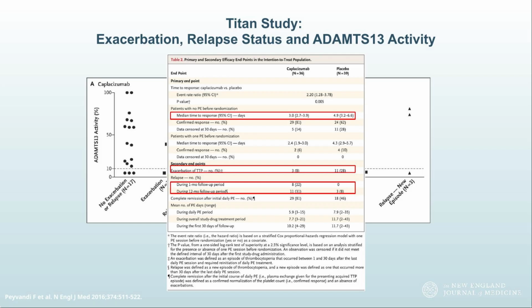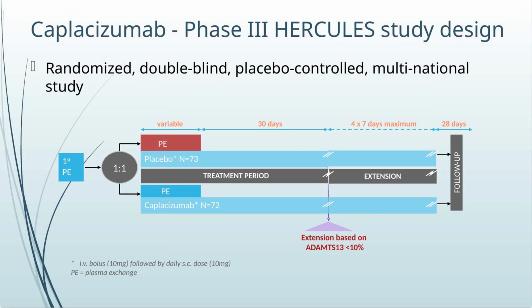So Hercules was a phase 3 study in which patients with iTTP who had received one plasma exchange were randomized 1-to-1 to placebo or caplacizumab in addition to daily plasma exchange and corticosteroids. Caplacizumab was given daily during plasma exchange and for 30 days total.